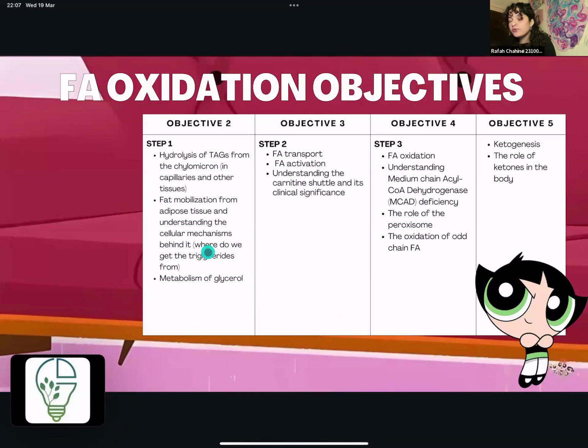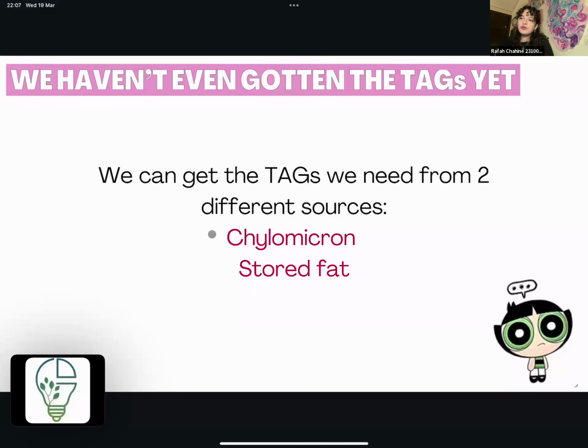We're going to move on to the second objective, and this is where we start step 1 of the initiation of beta oxidation or fatty acid oxidation. Okay, so first of all, I've been talking about triglycerides and this is what's going to happen, but we haven't even actually gotten the triglycerides yet. Now, in order to get them, you can look at this as though we have 2 different places we can get triglycerides. I'm referring to the chylomicron and stored fat. Chylomicron meaning the fat that we just ingested, and stored fat, the fat that we have under our skin.